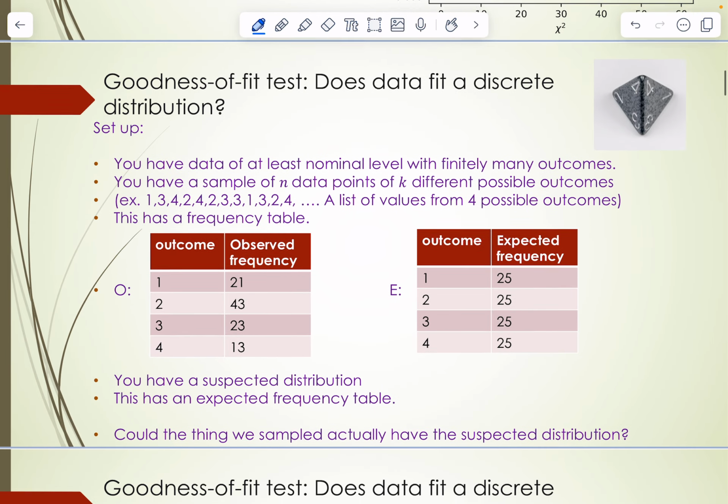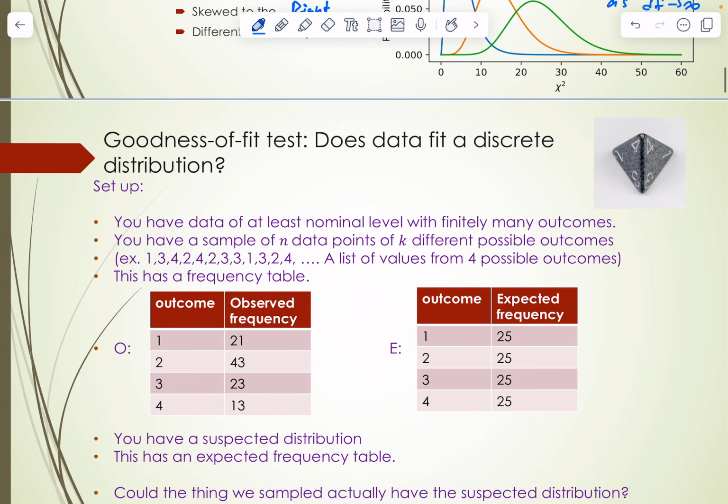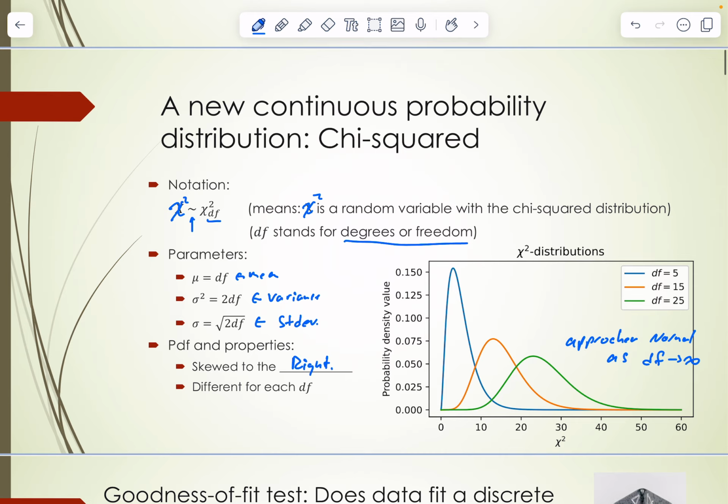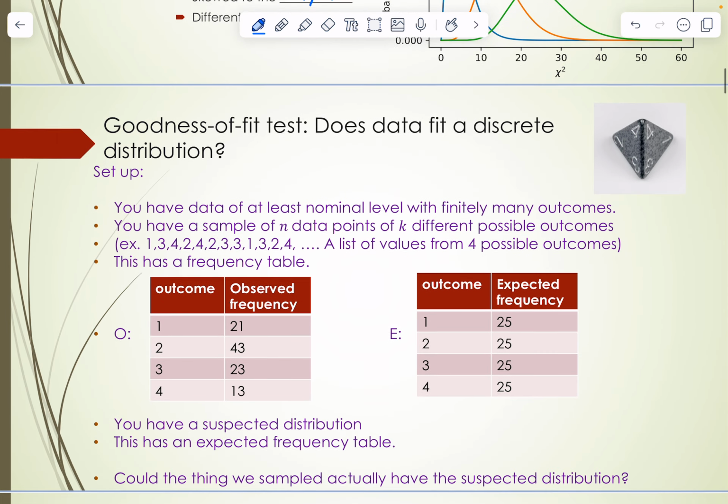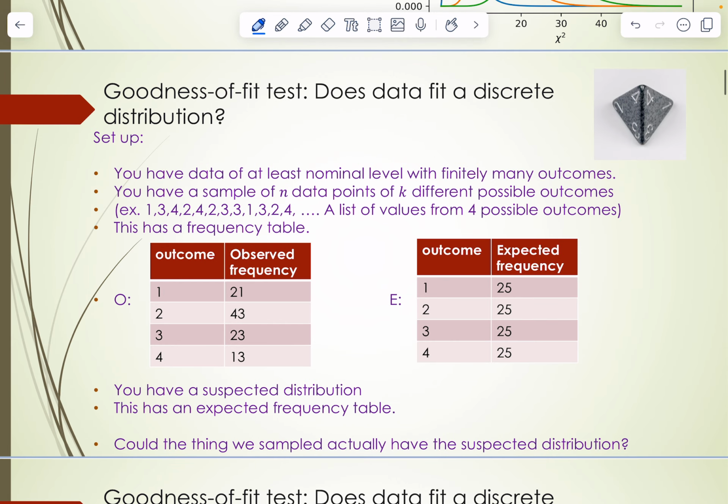Now, what is the goodness of fit test? We talked about the new distribution, which is going to be very useful as we go through these tests, but now let's talk about the test. This is just some setup, a motivating example. Imagine you have data of at least nominal level with finitely many outcomes. Remember, nominal level means you don't have to be able to order it. It could just be categorical. So you have a sample of n data points of k different possible outcomes.